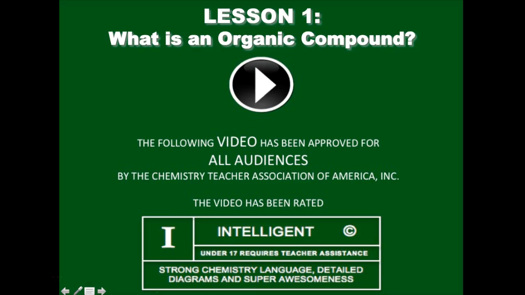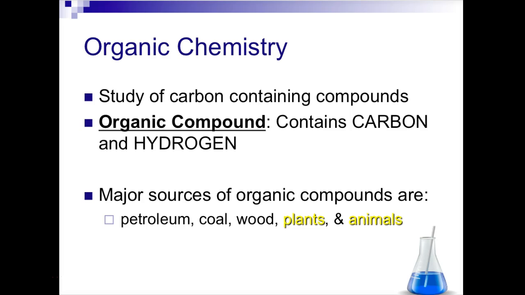Alright guys, let's talk about lesson 1, which is what is organic chemistry and what, more specifically, is an organic compound. Organic chemistry is the study of carbon-containing compounds. An organic compound contains primarily carbon and hydrogen. We're going to learn that it can also contain other things such as oxygen and nitrogen. And the major sources of organic compounds are petroleum, coal, wood, plants, and animals.